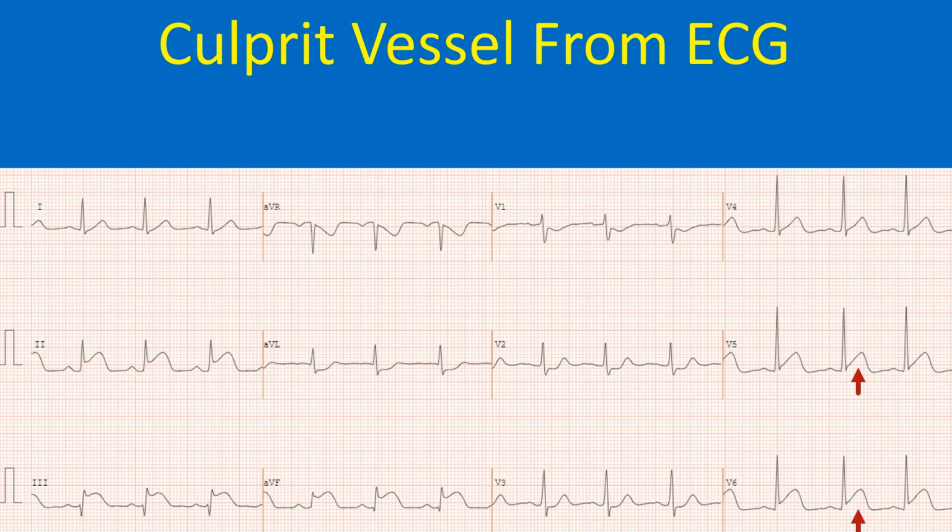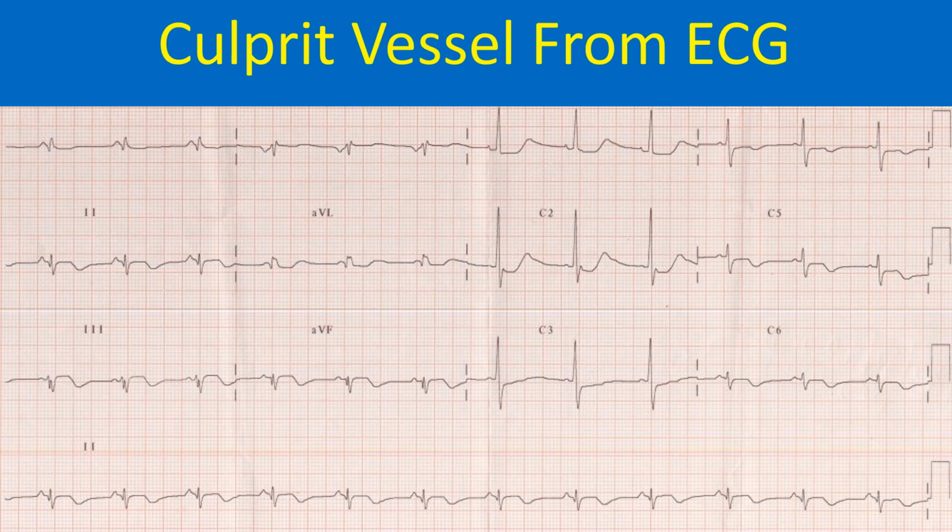Here is another similar ECG, but there is mild ST elevation in V5 and V6 in addition to inferior ST elevation, which makes left circumflex lesion more likely. aVL shows minimal ST depression, so does V1 and V2.